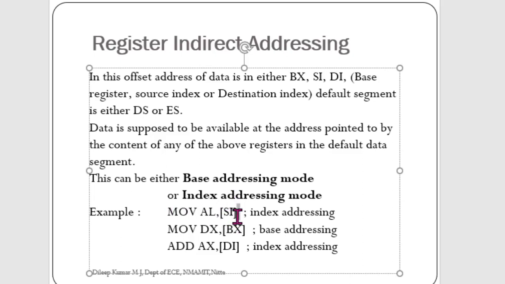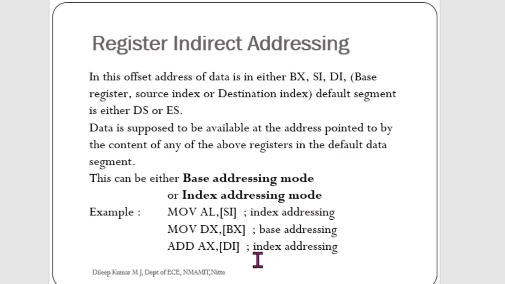So the way in which this is done, it is a square bracket. The square bracket is used to represent the register, which indicates that the content from the SI is indirectly addressed. It indicates that the content from the SI is indirectly pointed. So that's why this is called indirect addressing mode. Similarly, here BX is indirectly addressed. Here DI is indirectly addressed.